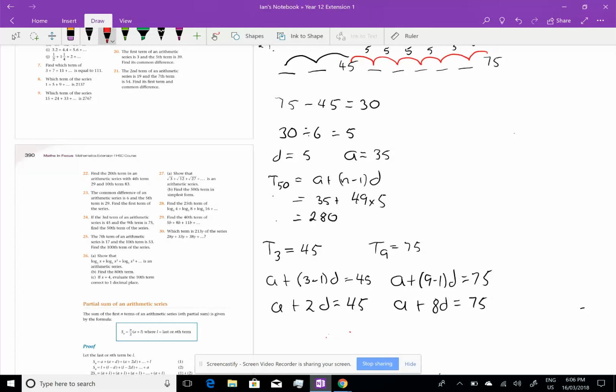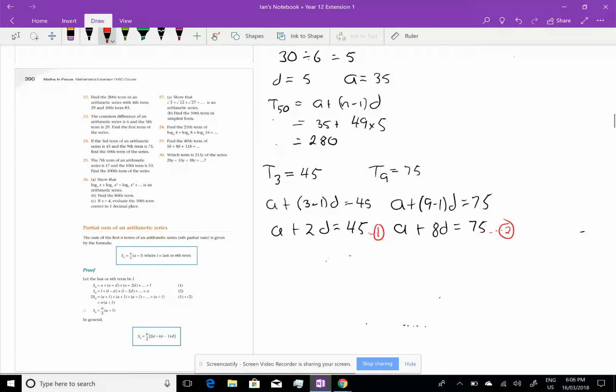Now if I call this equation 1, and I call this equation 2, and I go equation 2 minus equation 1, the a's will cancel. I'll get 8d minus 2d, which is 6d, and I'll get 75 minus 45, which is 30, which is what we got when we did it earlier. So the common difference is equal to 5.